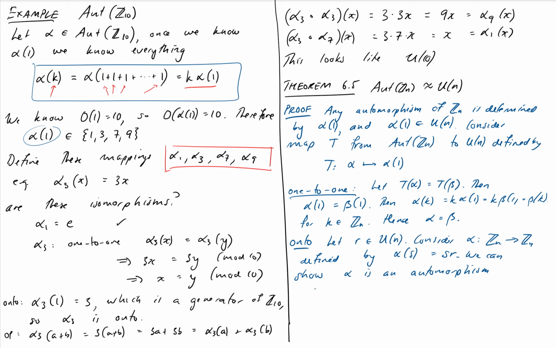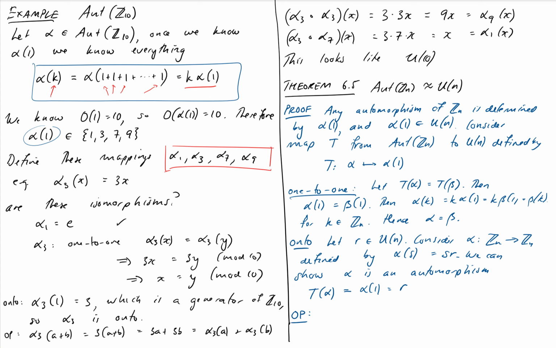Then T of alpha, let's show that this alpha we've produced is going to give us the R that we want. It is equal to alpha of 1 equals R, and therefore we have an automorphism that gives us the R that we're after. And finally, we need to show that it's operation preserving.